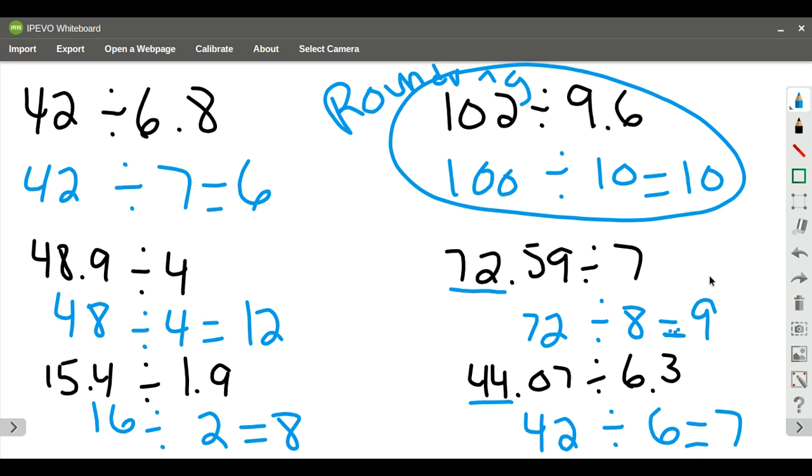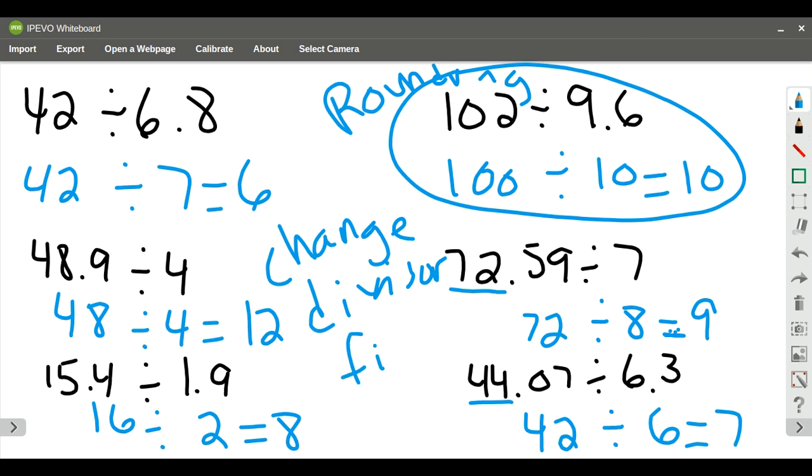So this is my oddball. In every one I did, this is my oddball, where I changed the dividend first. Typically, change your divisor first. It'll make it much easier for you when you're dividing if you remember to change that divisor first.